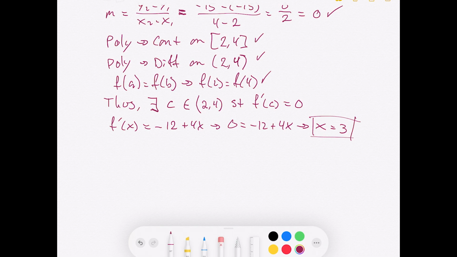Is it possible that you're going to get thrown a question where the solution that comes up is not on the requested interval? Absolutely. And so for that question, you're going to have to say that there's no solution on that interval.